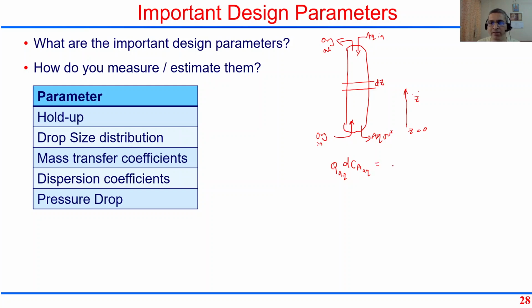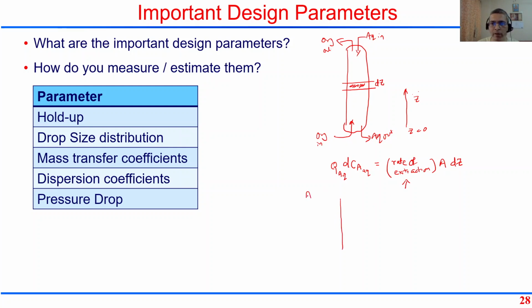And we said that this is equal to the rate of extraction in this small element. So rate is per unit volume, and then we multiply by the cross-sectional area. So A is our cross-sectional area, and dz.